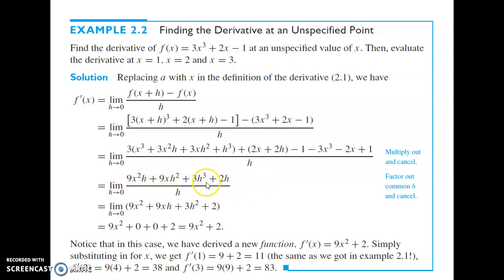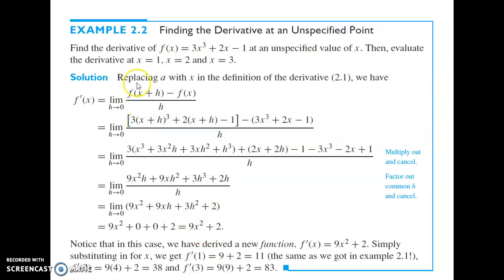Then we have an h common, we cancel it, and we get this. Now I am finding the limit of this as h tends to 0, which means I put h equal to 0. I will not disturb x. So this is 0, this is 0, the 9x squared stays as it is, and the limit of a constant is the constant. This is the derivative of f(x) at all x values.